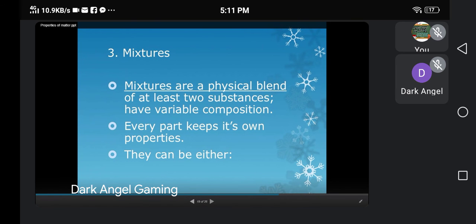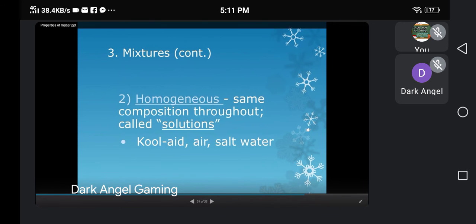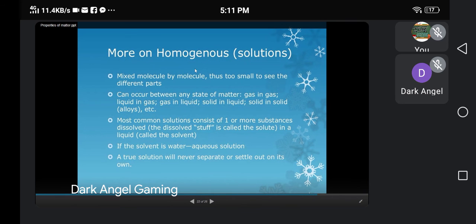Mixtures can be homogeneous, same composition throughout, called solutions. Kool-Aid, air, salt and salt water. More on homogeneous mixtures or solutions. Mixed molecule by molecule, too small to see the different parts. Can occur between any states of matter: gas in gas, liquid in gas, gas in liquid, solid in liquid, solid in solid, and alloys, etc.